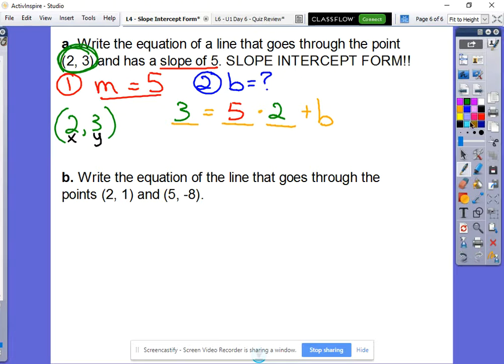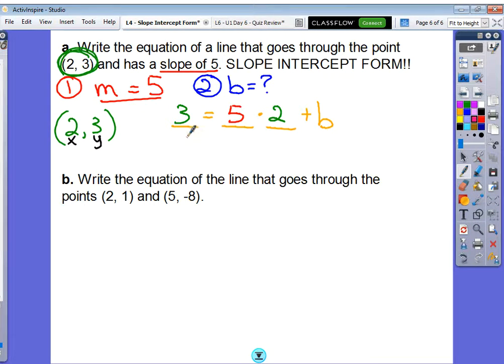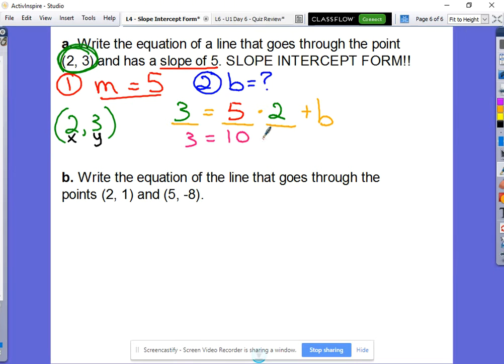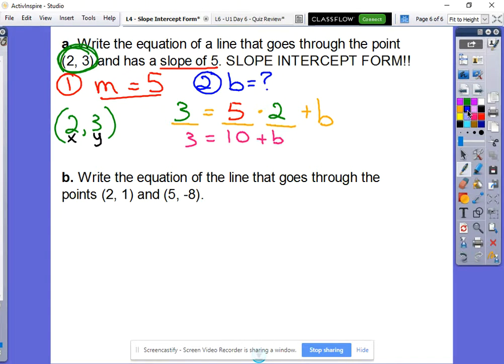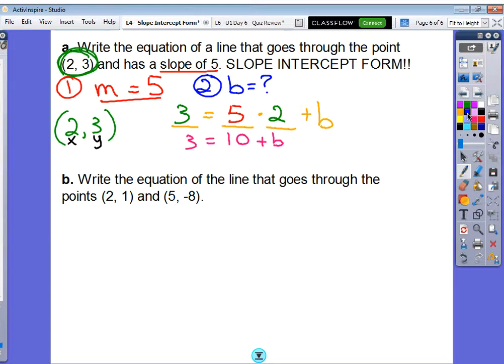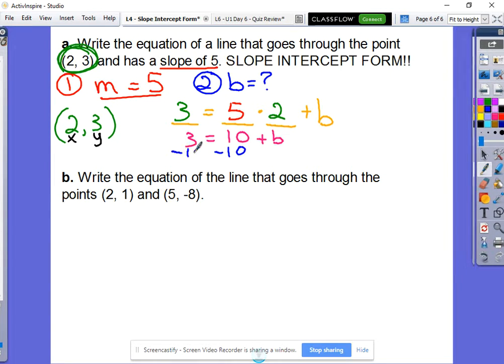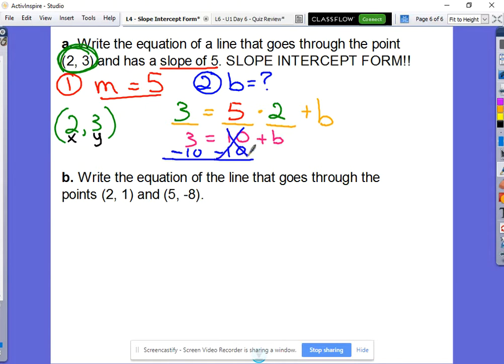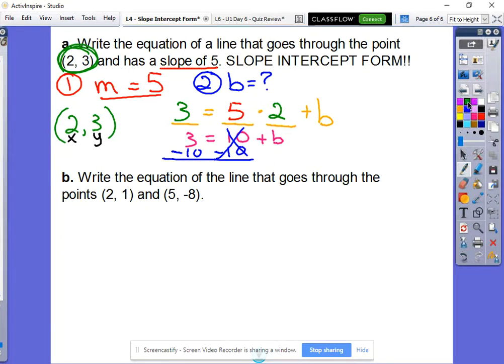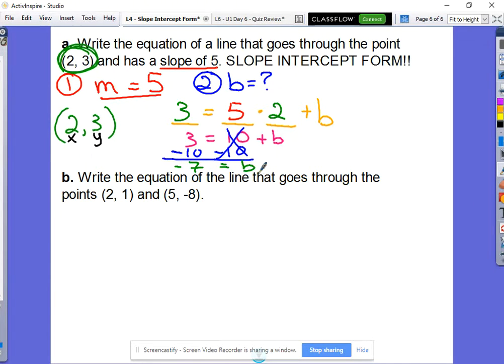So now we're going to simplify, just like we would use PEMDAS. Simplify, so 3 equals 10 plus b. There's our 2 times 5 is 10. Now we're going to subtract over that 10. In order to solve for b, these cancel out. So what is 3 minus 10? That's going to give me negative 7. That's what my b value is.